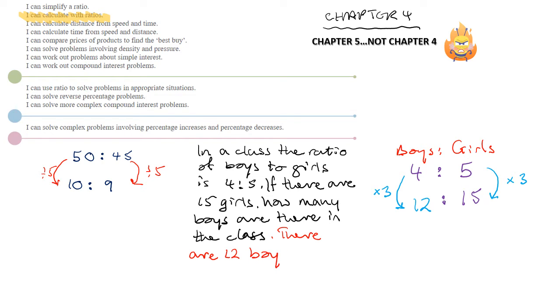And if the question said how many students are there in a class, well then what we would do is just add these two numbers together. So we know that there's 27 altogether, 27 students in a class, if the question was asking that type of thing.